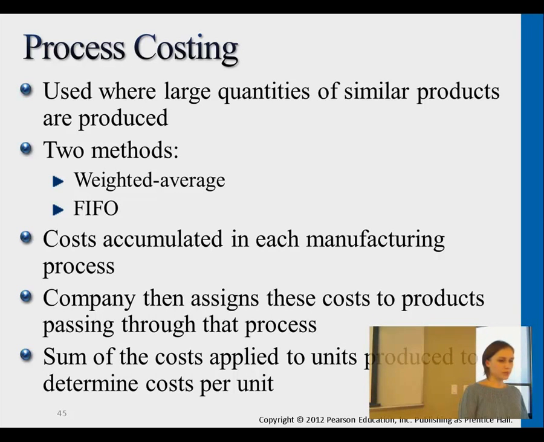Alright, so in this case we're going to be using a process costing system. We're going to have two methods to use: one is weighted average and the other one is FIFO. Right now let's just talk about weighted average. So what is process costing? We have costs that accumulate in each manufacturing process that we need to move from one process to another. The company assigns this cost to products passing through each and every step of that production. And then the costs we've been accumulating from one process to another determine, at the end, the cost per unit.